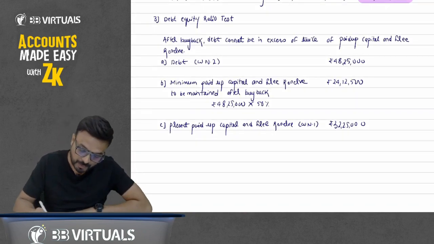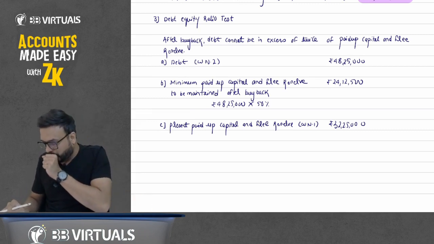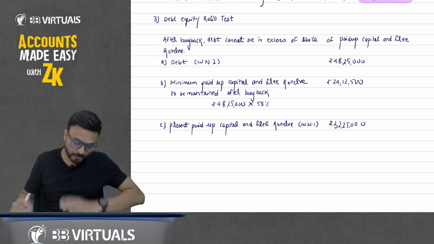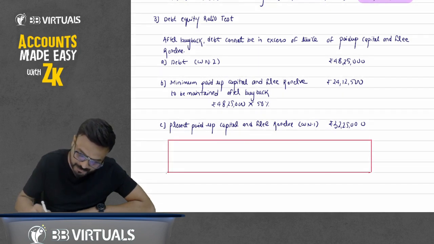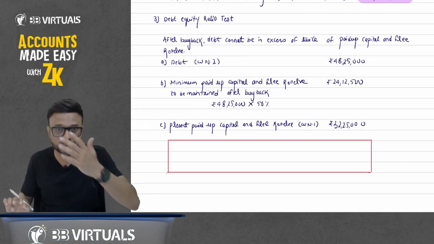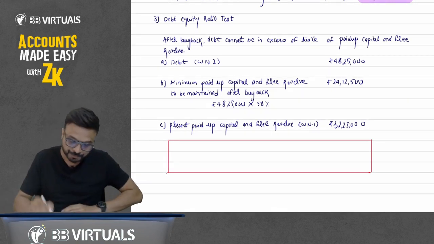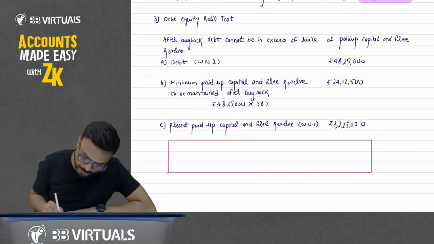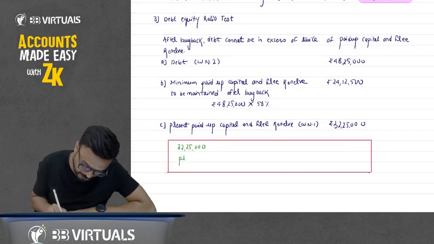Now, how much paid up capital and free reserve do you have existing? Existing paid up capital and free reserve is 32 lakh 25,000. Whenever I use any color other than blue, that is for your understanding, so you don't have to write it down in the examination, this box and all. This is for your understanding. Okay, this is the existing, present paid up capital and free reserve.